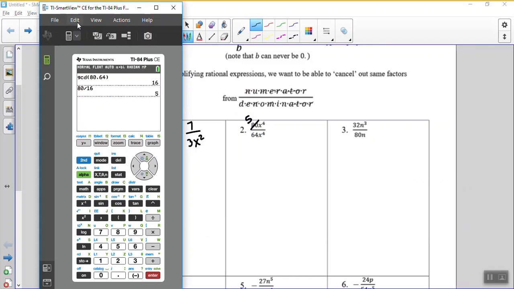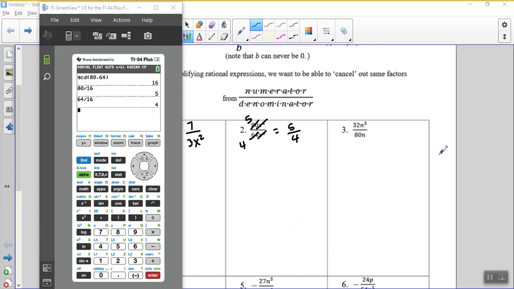And then 64 divided by 16 is 4. So 16 goes into 64 4 times. So that's another way you can reduce it, 5 over 4. And then you have x over 4 in the numerator and x over 4 in the denominator, so they just cancel each other out. So you have 5 over 4. Okay, this is the simplified version.